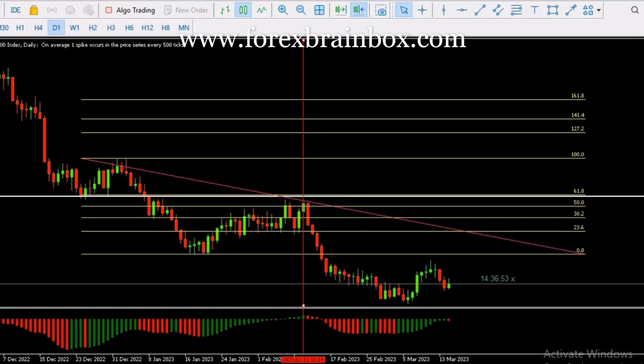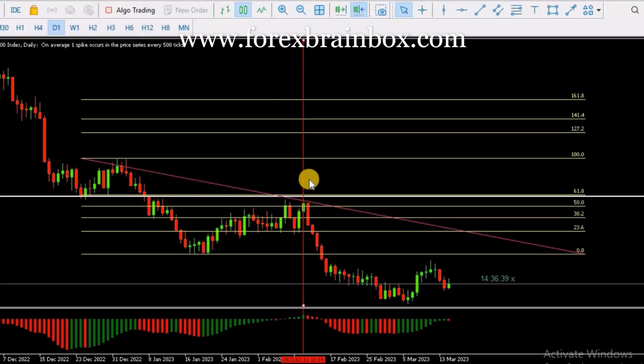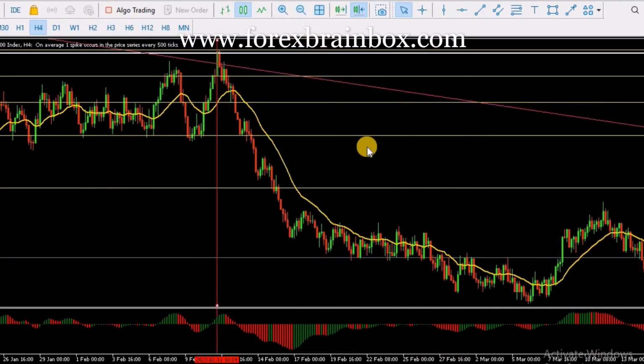So now what we are going to look out for, we've talked about the Fibonacci, is how to use indicators with the price action and the best time for entry, market structure formation and breakout. You now go on a 4 hours. The 4 hours. Yeah. This is your 4 hours.